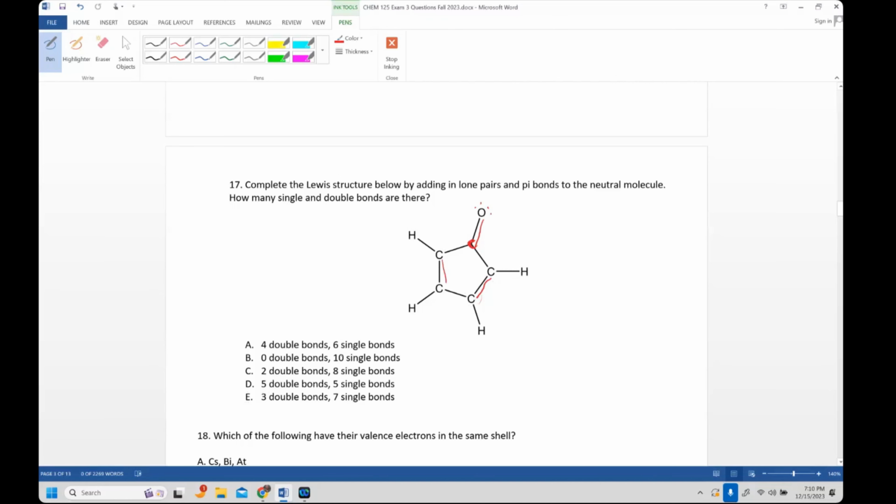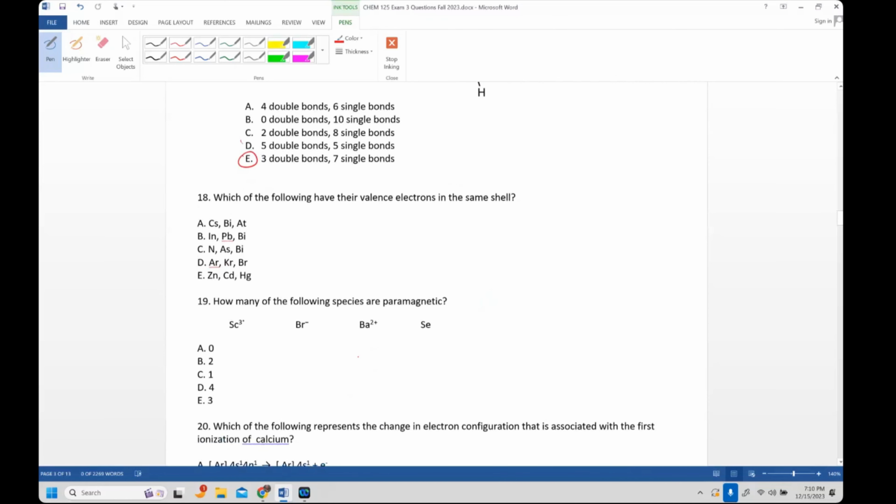So we have 3 double bonds and 7 single bonds. Let's see if that's true. 1, 2, 3, 4, 5, 6, 7. Yep. So the answer is D or E. Good. All right, number 18.